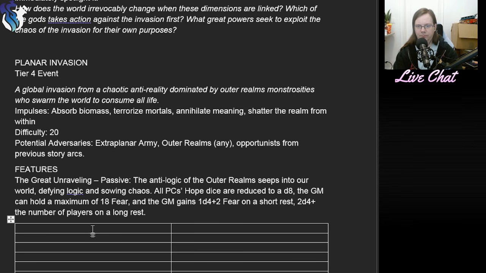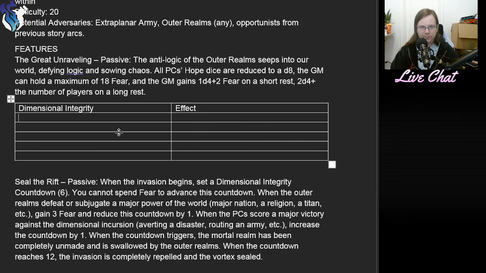So, dimensional integrity, effect. Right, and I have 1, 2, 3, 4, 5 rows here. Right, so 6, 4, 2, 2, 4, 6, 8, 10. Right, because we know that at 12 the invasion is repelled, and we know that at 0 the world completely ends.